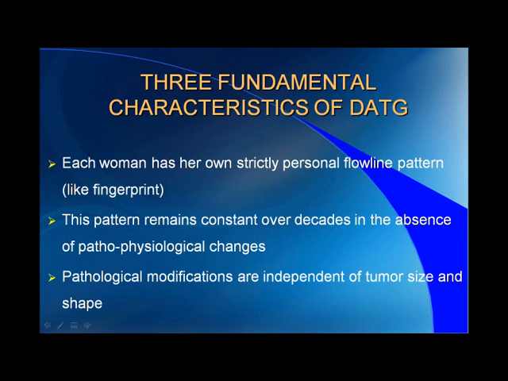And the three fundamental characteristics of the DATG are: each woman has a strictly personal flow line pattern like a fingerprint. This pattern remains constant over decades in absence of pathophysiological changes, and the pathological modifications are independent of tumor size and shape.